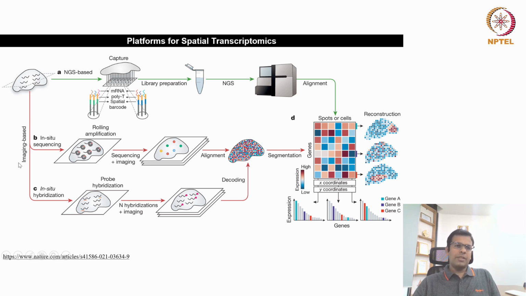The other two approaches are imaging based. There are two approaches which can be done based on imaging. One is known as in situ sequencing, and the other is known as in situ hybridization. In in situ sequencing, rolling circle amplification takes place, and then from those amplification products you do the sequencing, and then you can align and do the data analysis to get the spatial transcriptomics. The other method is in situ hybridization based, which is purely imaging based. Here there is no sequencing.